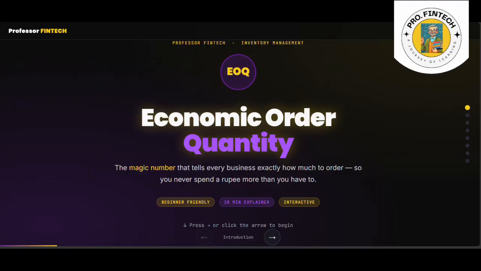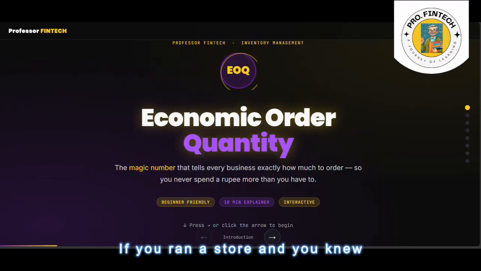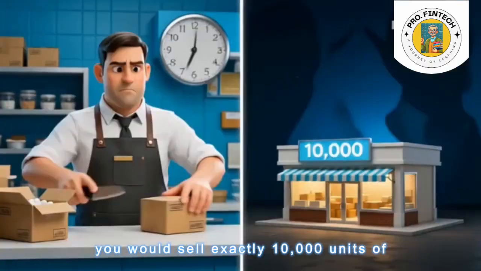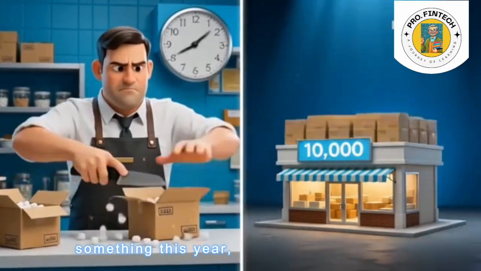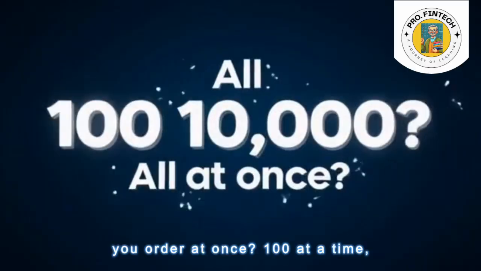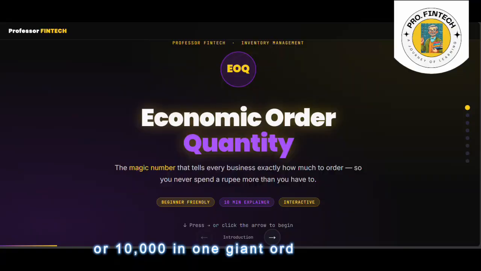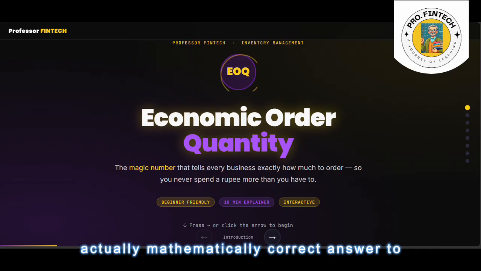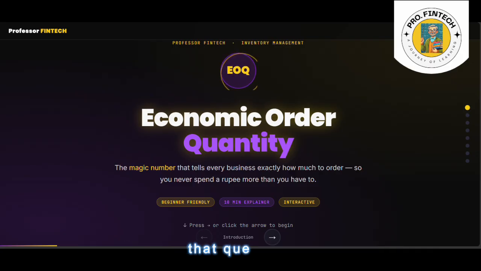Here's a question for you. If you ran a store and you knew you would sell exactly 10,000 units of something this year, how many units would you order at once? 100 at a time? 1,000 or 10,000 in one giant order? There is actually a mathematically correct answer to that question.